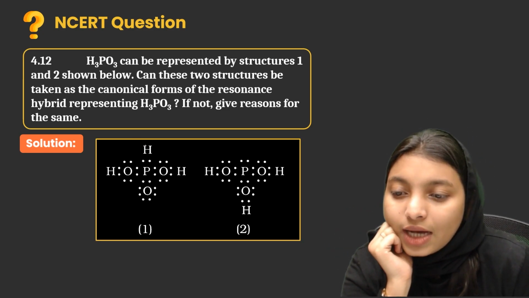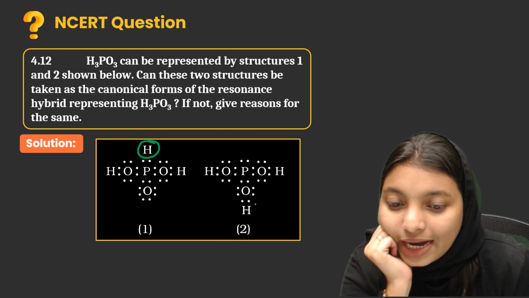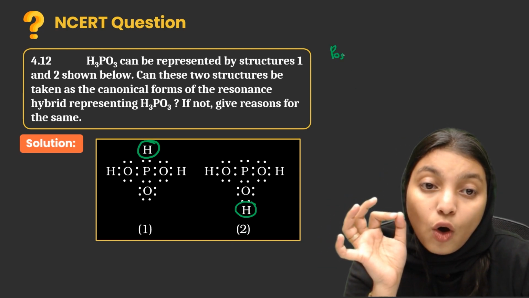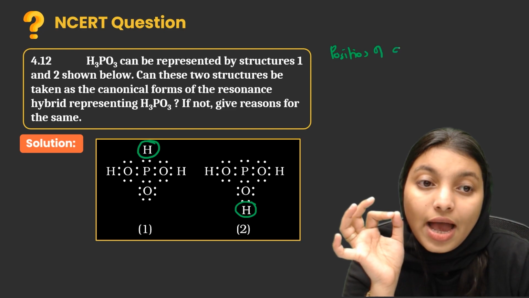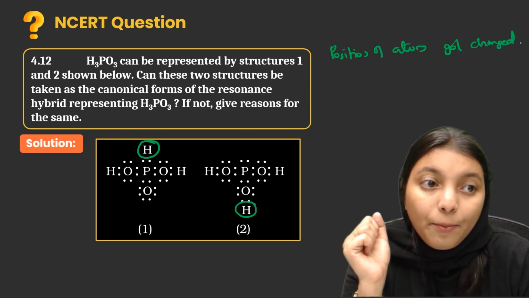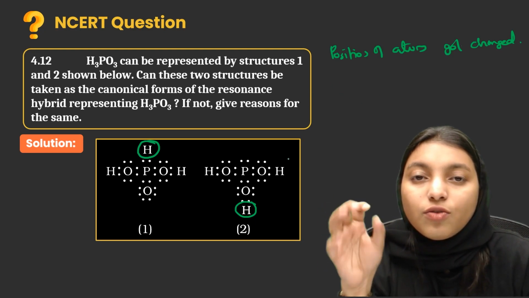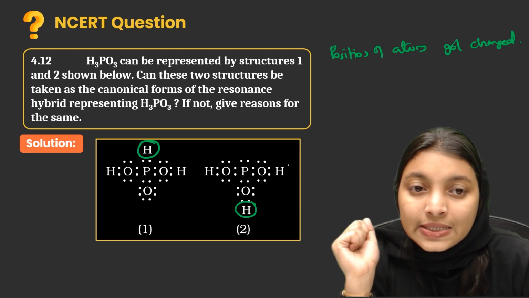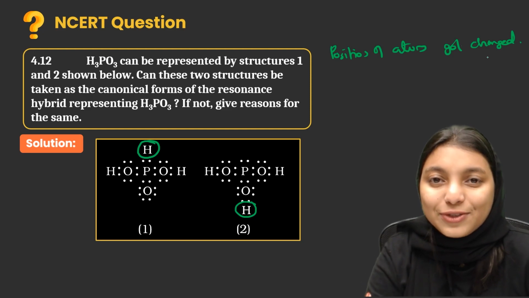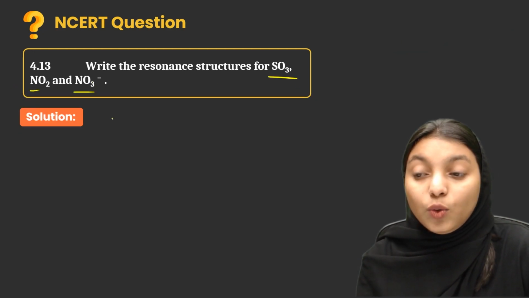If you look here, the hydrogen is present here. And if you look at the second one, the hydrogen is present with oxygen, so the position of the atom has changed. The position of the atom has changed in the second picture. Because of this we cannot consider these as canonical forms of H3PO3, since the position of an atom has changed. Yes, I hope you understood the answer for this question. Write the resonance structures of SO3, NO2 and NO3-.